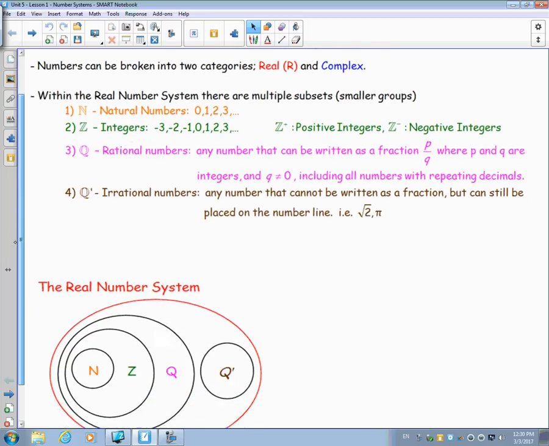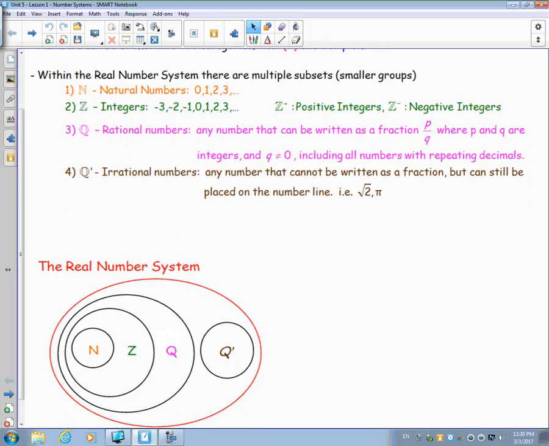Within the real number system, there are 4 different types of subsets, smaller groups of numbers. There are the natural numbers, which are things you can count on your fingers. So 0, 1, 2, 3, 4, all positives, all whole numbers. There's integers. Those include all the natural ones, but also all the negatives. Again, they have to be whole numbers. We sometimes come across Z plus or Z minus. Z plus would be our positive integers. Z minus would be our negative integers.